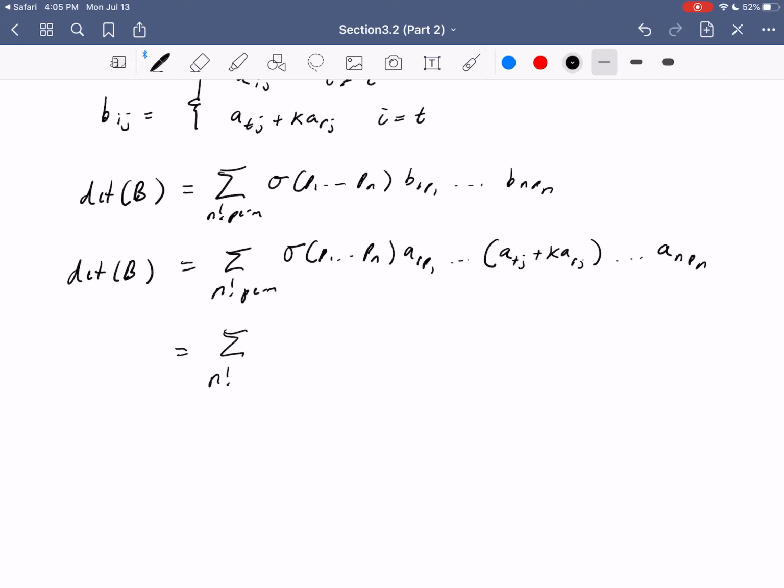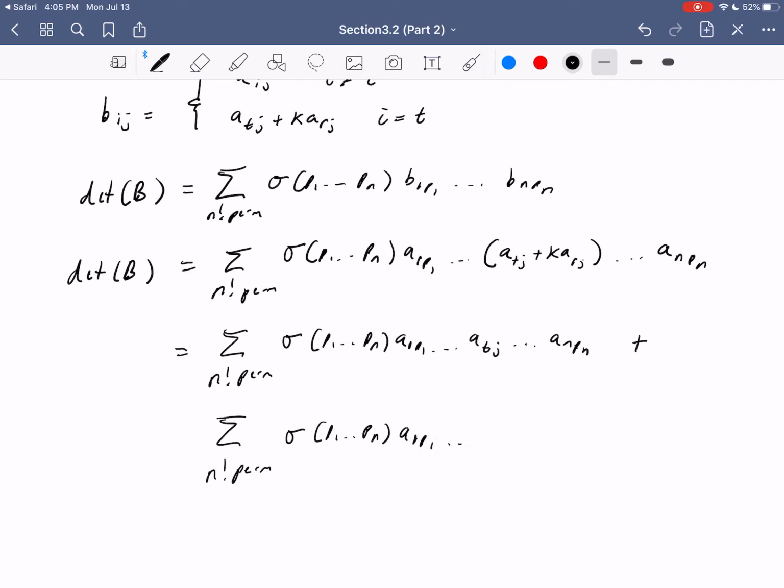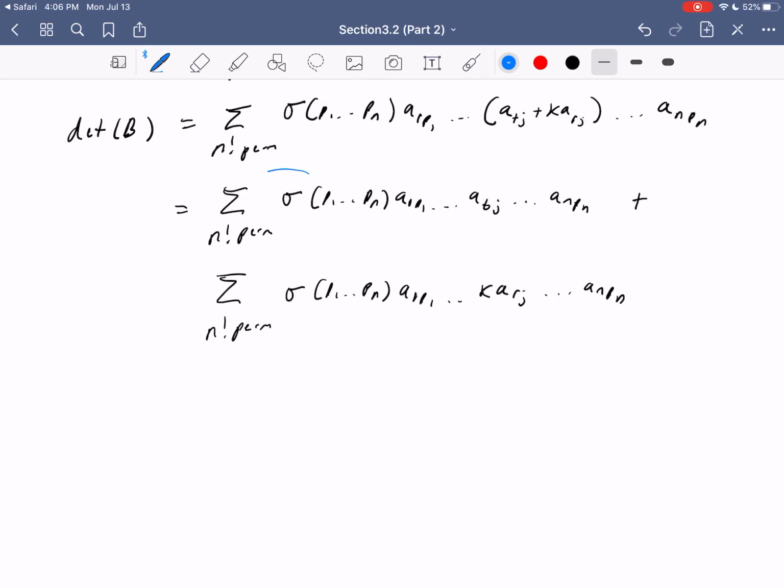So this is going to be the sum of a_1p1 down to a_tj down to a_npn, plus the sum over the n factorial permutations, the sign of p1 through pn, a_1p1 down to k a_rj down to a_npn. Now it should be pretty clear that this first one, while this just has all the normal A things, is just going to equal the determinant of A.